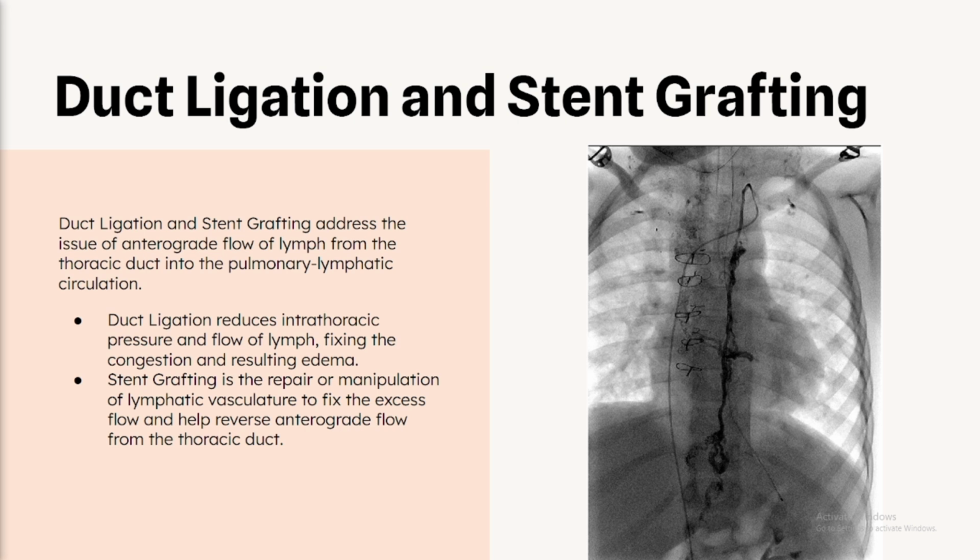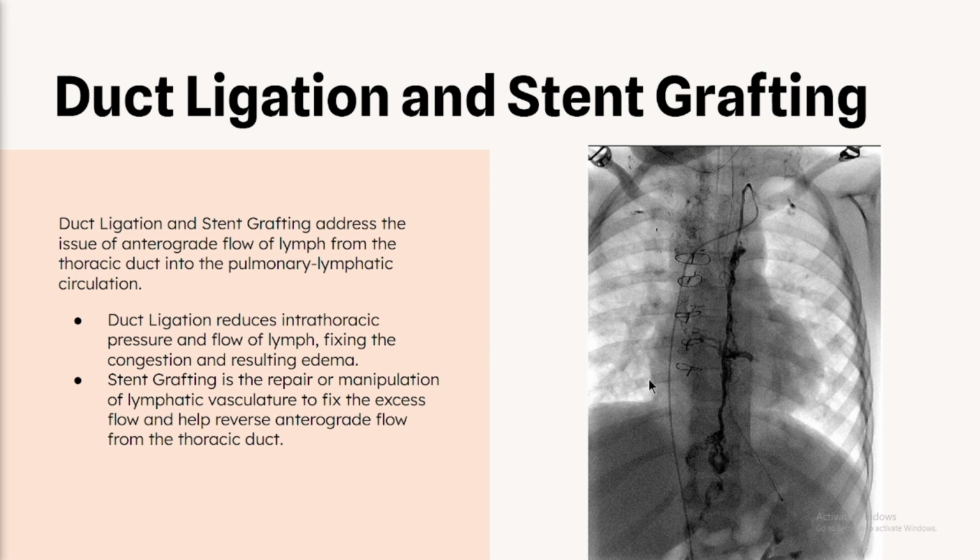In cases where embolization isn't possible or embolization fails, surgical alternatives like duct ligation or stent grafting may be considered. Duct ligation involves physically tying off the thoracic duct, which drastically reduces lymphatic leakage by reducing the pressure within the lymphatic or the thoracic duct to make it lower than the pressure of that within the pulmonary circulation.